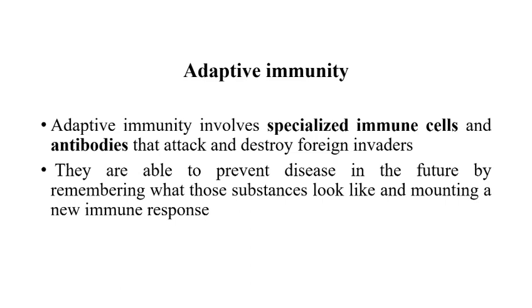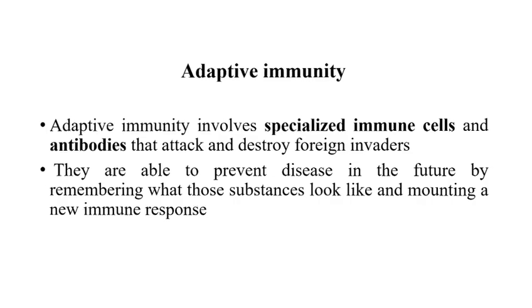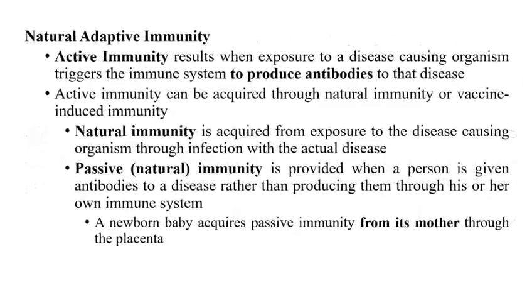Once an antibody is formed against a specific antigen by this adaptive immunity, after the first encounter, if the same pathogen enters a second time, they'll remember it and produce the antibodies in a short period and remove those pathogens. So this adaptive immunity is also called acquired immunity.